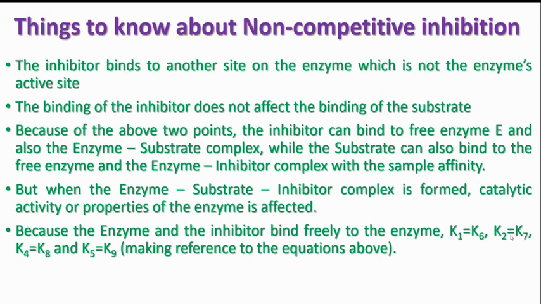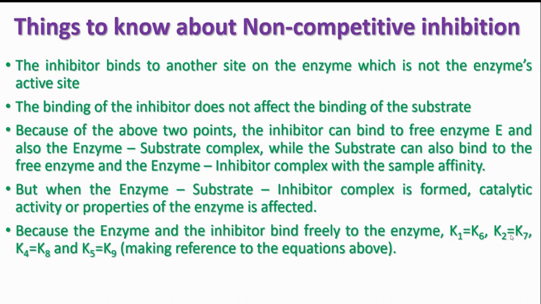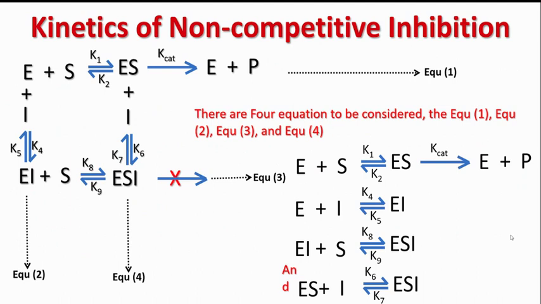Now, but when the enzyme substrate inhibitor complex is formed, the catalytic activity or property of enzyme is affected. Now, because of the enzyme and the inhibitor binding freely to enzyme, from that previous slide we just left, we find out that K1 and K6 will be equal. You will also notice that K2 and K7 will be equal, K4 and K8 will be equal, K5 and K9 will be equal. So always try to write down this and make reference to know the reason why they are equal. Okay.